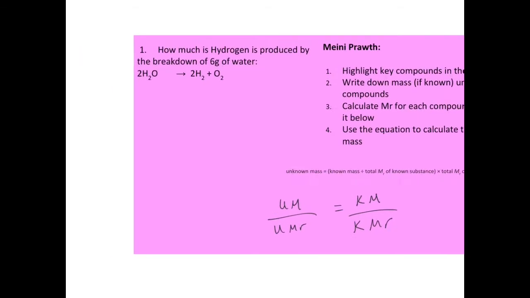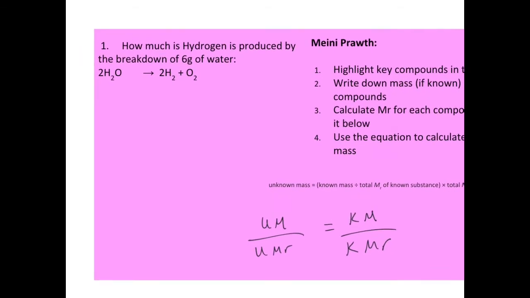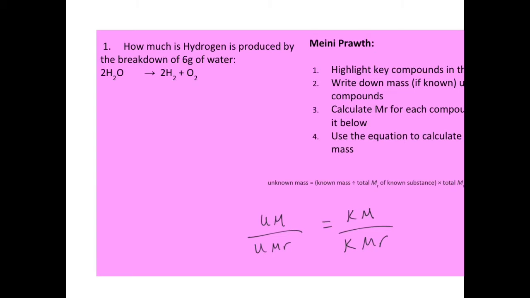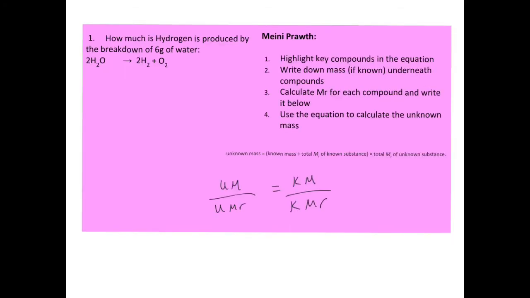Okay, so highlight the key compounds in the equation. So we have got how much hydrogen is produced by the breakdown of 6 grams of water. Okay, so we have got water here, hydrogen and oxygen. So if we look at this, we want to work out how much hydrogen. So we don't know the mass of hydrogen, but we know the mass of water. Okay, we can then work out the Mrs. So work out the Mr of water.